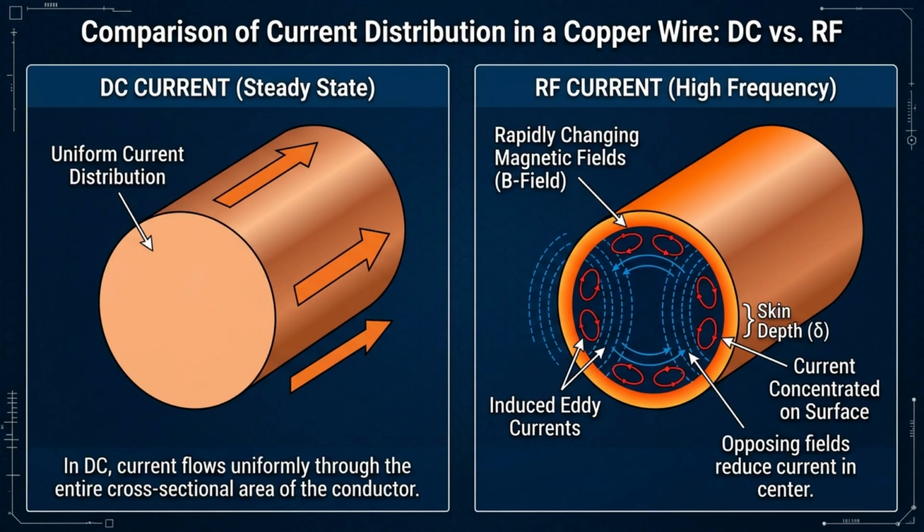Physically, consider a copper wire carrying a DC current. The current distribution is nearly uniform throughout the conductor. Now replace the DC source with a high-frequency RF signal. The rapidly changing magnetic fields generated by the current create opposing effects inside the conductor, pushing current toward the surface.